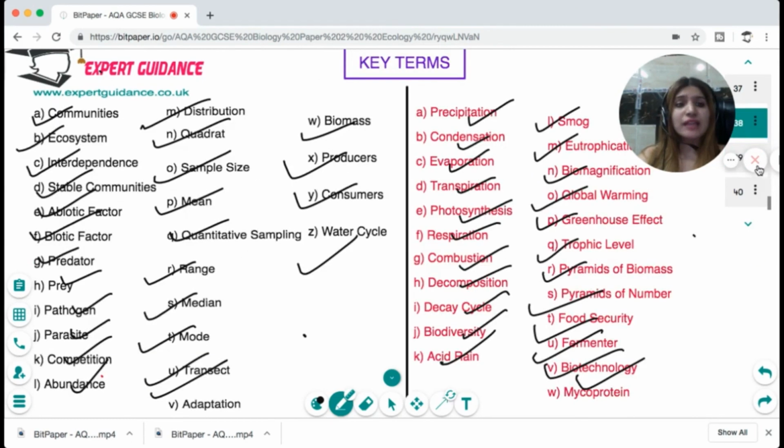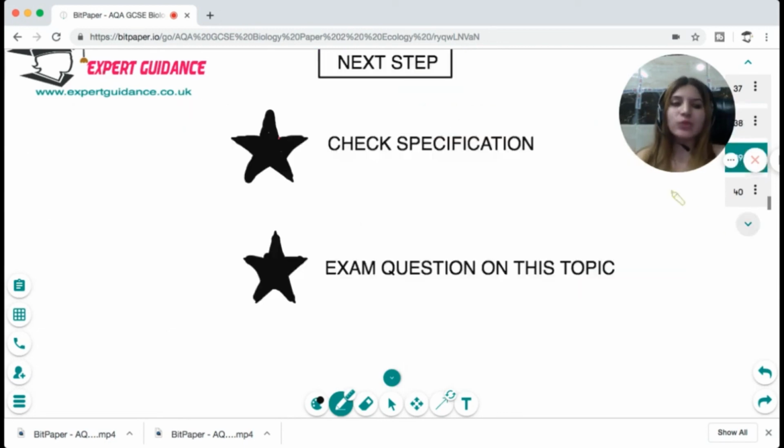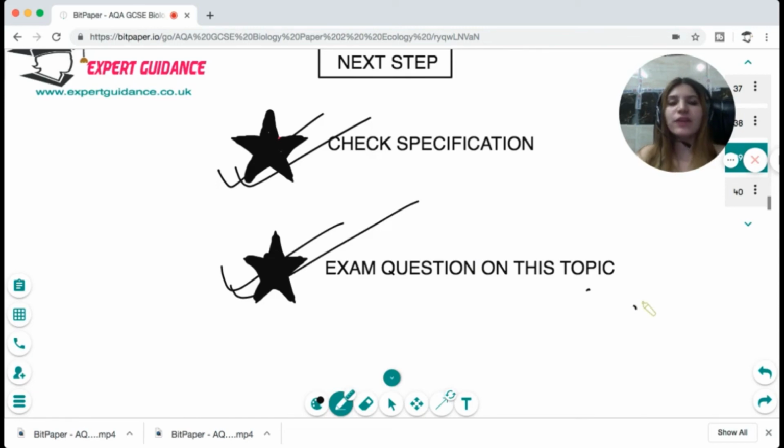So to answer these terms, pause the video and try these questions. If you are still not clear, look at the video again or refer to your textbook. Okay. Now, as always, what is our next step? You should check the specification, make sure everything in the specification is crystal clear to you, and do the exam questions on this topic, which can be found on my website.